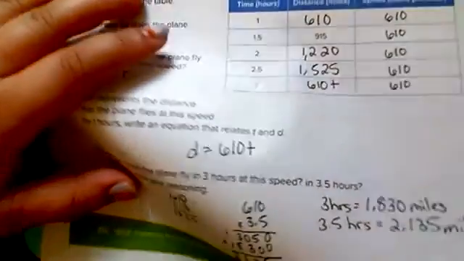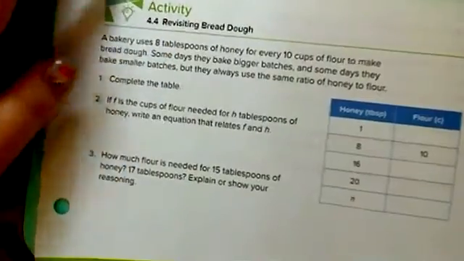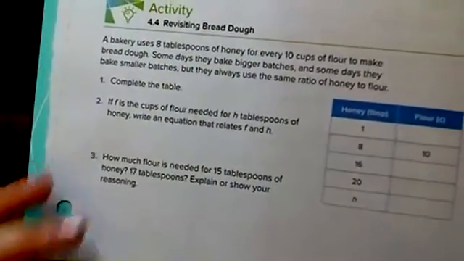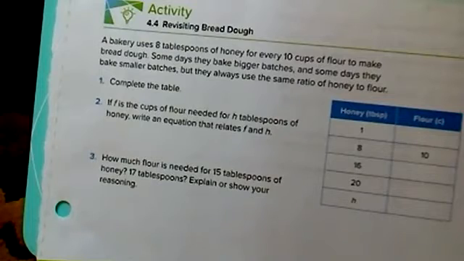All right, let's continue on over to page 103 and our last problem for today, which is revisiting bread dough. A bakery uses 8 tablespoons of honey for every 10 cups of flour to make bread dough. Some days they bake bigger batches, and some days they bake smaller batches, but they always use the same ratio of honey to flour. So the first thing we want to do, it says to complete the table.